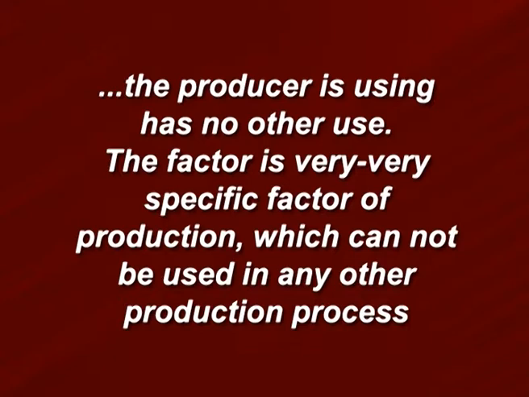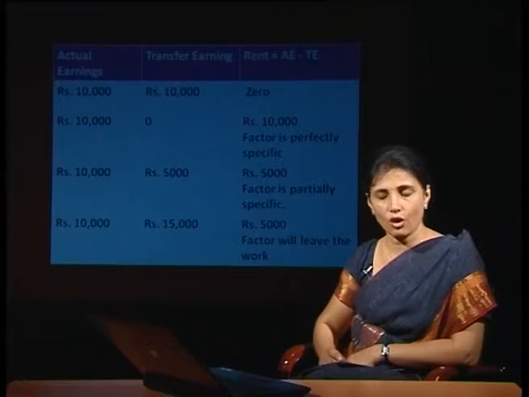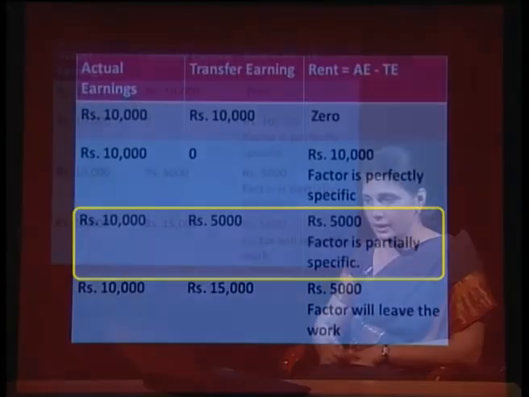The factor is a very specific factor of production which cannot be used in any other production process. So, that is why whatever earning is there is the economic rent. So, here in this case economic rent is equal to transfer earning.